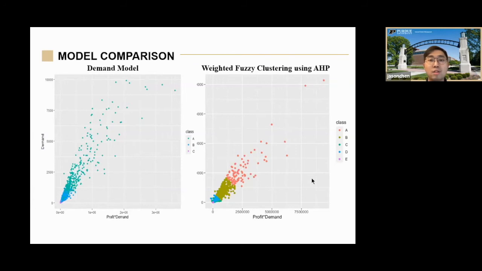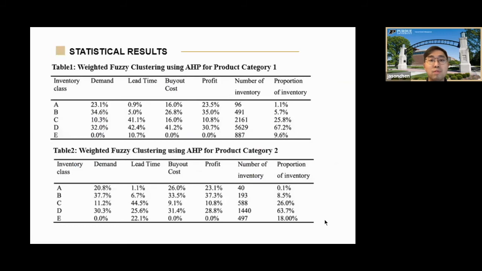In the graph, we could see that the proposed model not only could classify fewer SKUs in Class A, but is also able to capture high demand and high profit, which is better than the existing model. In both results and the product types, we could see that by only focusing on less than 10% of products, we could control almost 60% of demand, profit, and buyout cost.